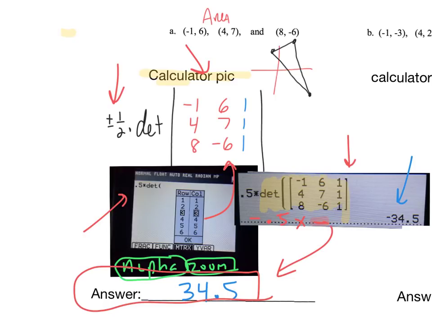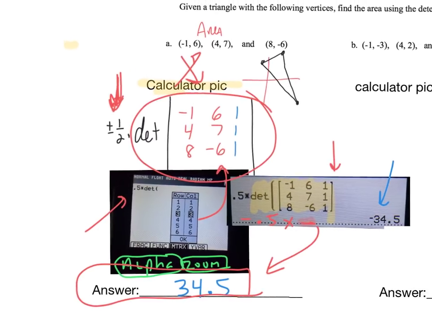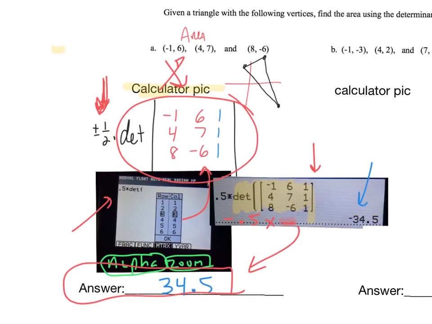So you find the determinant of that matrix that's formed by the points that form the triangle and ones as a placeholder for the third column. You multiply it by a half, and then if it's positive, that's your answer. If it's negative, you just make it positive, and that's your answer. That's essentially why the rule has plus or minus a half times the determinant.